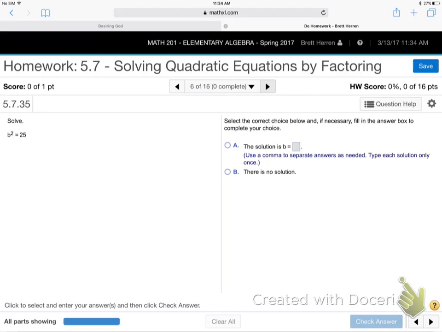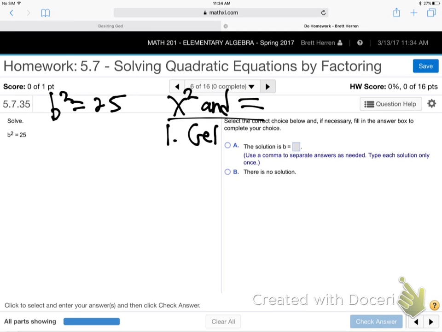Okay. So b squared equals 25. Let me give you some formal steps now, which I think will help. When you have x squared or any letter squared and an equal sign, that's the new deal. We have the equal 0 stuff. Here are the steps. Step 1, get a 0 on one side.